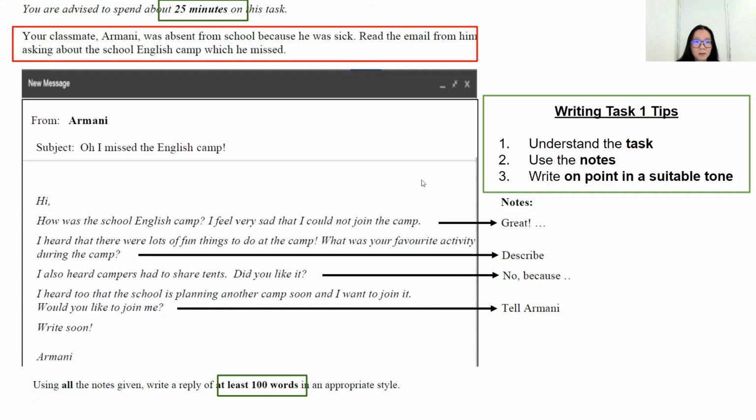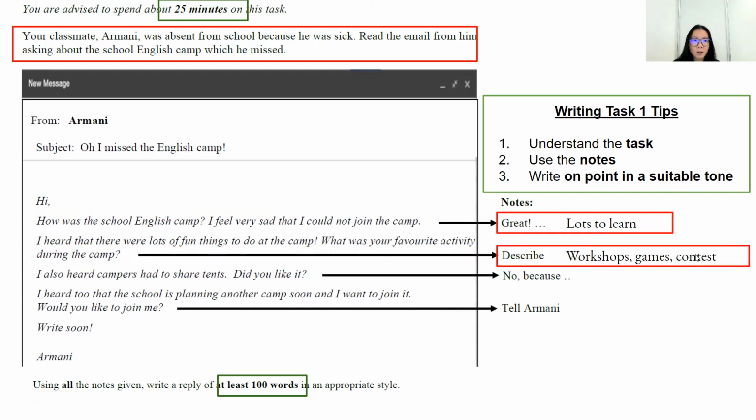Okay, so let's look at the notes here. The first note is you should write that it's great and perhaps just elaborate why it was great, because there was lots to learn, it was fun and things like that, okay? Next, describe what was actually fun there, what was the activity. You could give various examples and then perhaps pick one to elaborate on. So perhaps there are workshops, games, and contests. Elaborate on one, okay? Next, about the shared tents.